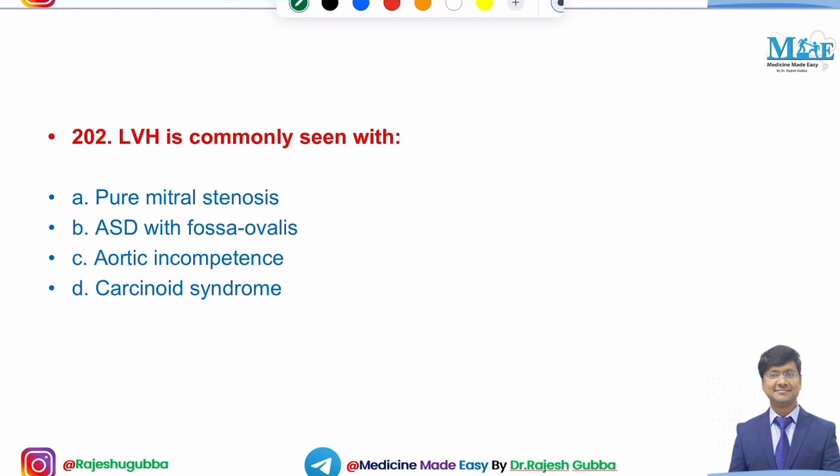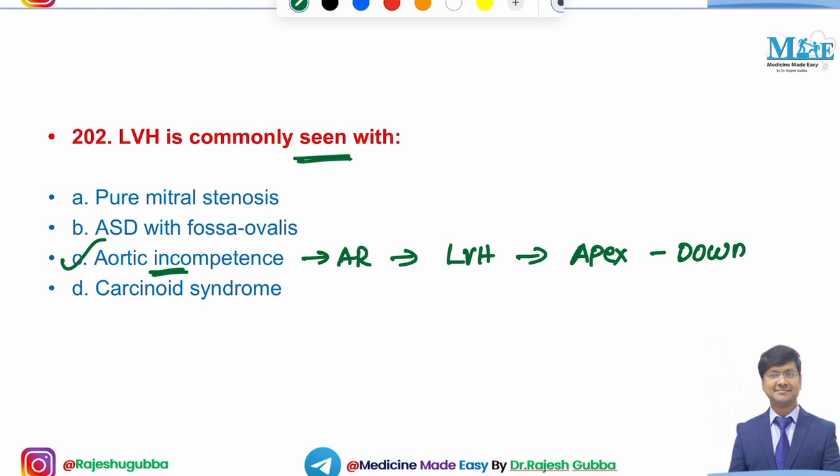LVH is commonly seen in pure mitral stenosis, ASD with fossa ovalis, the aortic incompetence, and then carcinoid syndrome. See, LVH is seen in case of the aortic incompetence, which is nothing but aortic regurgitation. So in aortic regurgitation, you will have volume overload resulting in left ventricular hypertrophy, where the apex is shifted down and as well as out, right? Down and as well as out, because it's a volume overload condition.